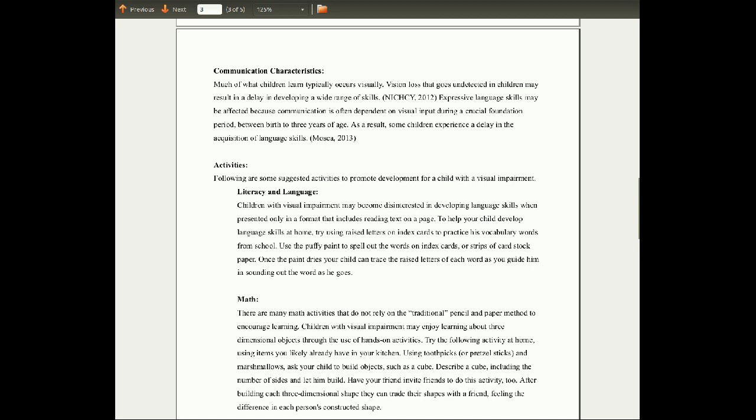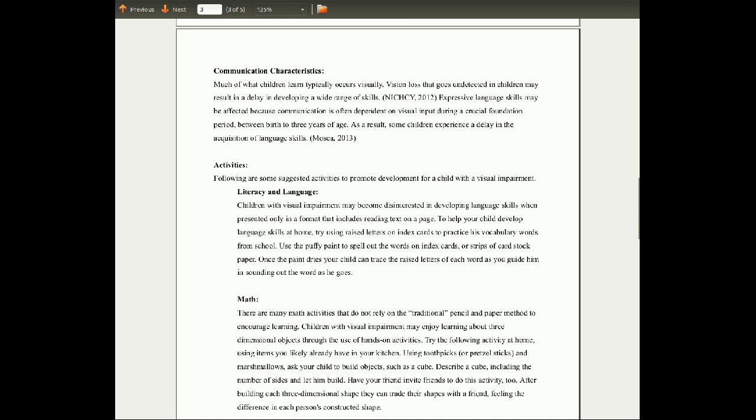Some of the skills that are affected may include expressive language, because communication is often dependent on visual input, especially during a crucial foundation period, which typically is between birth and 3 years of age. So as a result, some children will experience a delay in the acquisition of language skills.